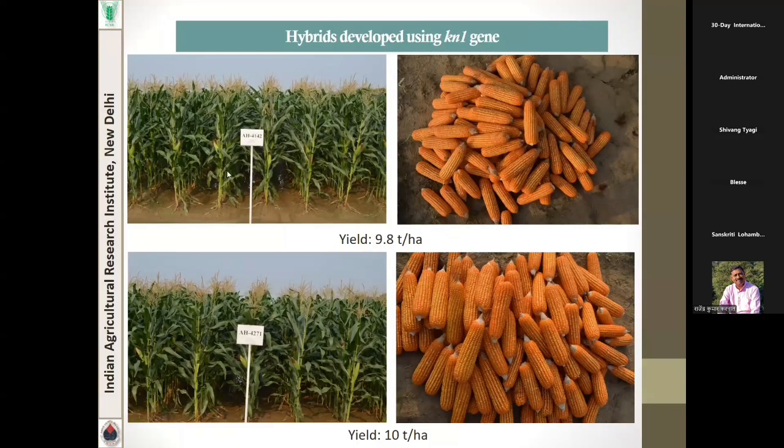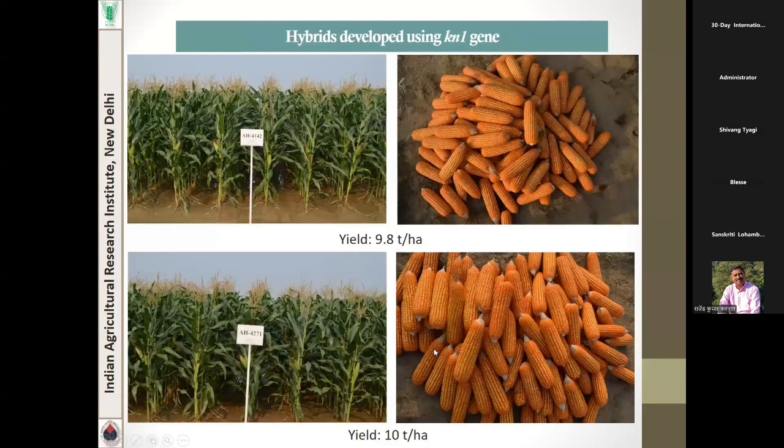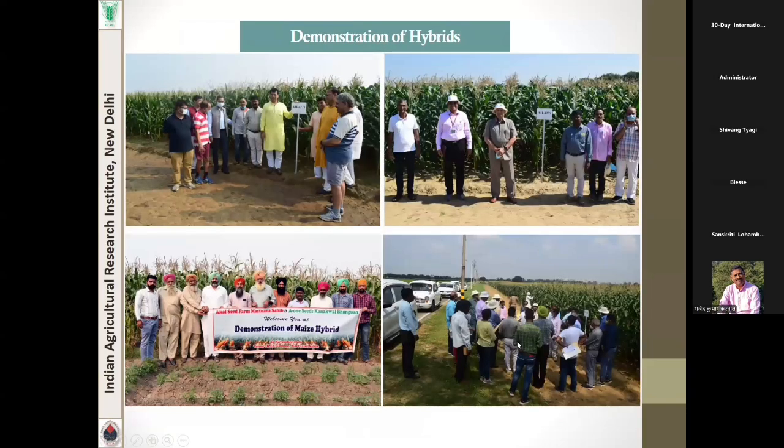So these were the hybrids I have shown. All these hybrids having high productivity of more than 10 tons per hectare were demonstrated to the higher authorities, and even the Minister of Agriculture visited this AI 4271, the one which I have shown here, which is having around 10 tons per hectare yield. It was visited by the farmers also, ministers also, and was well appreciated.